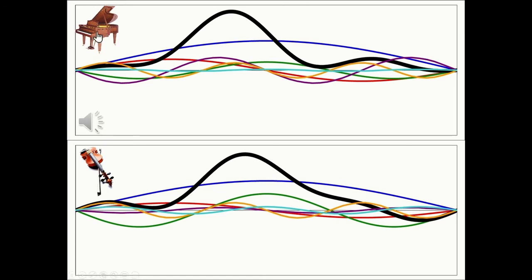So if I play the sound of a piano, that sound has the same fundamental frequency as a violin here. The strings are vibrating back and forth with the same fundamental frequency. The reason they sound different is because the amplitudes of the harmonics are different in each sound.